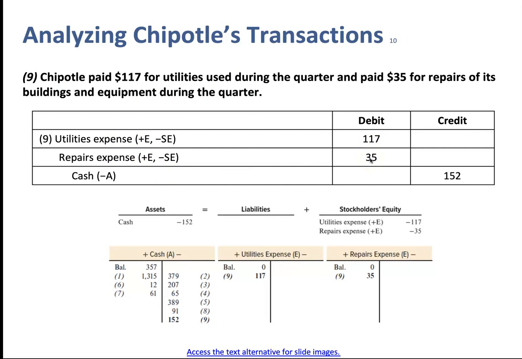What would you credit? What have we given up? We gave up cash, right? We paid, when you see receive, paid, cash account is involved. So we paid cash, $152.